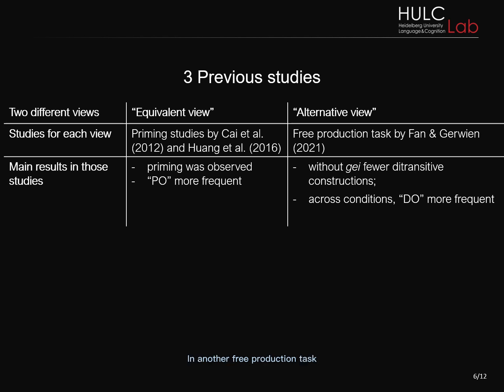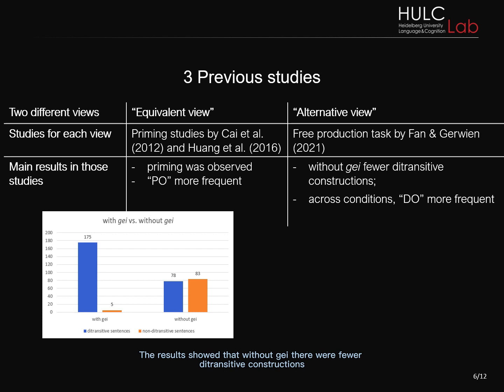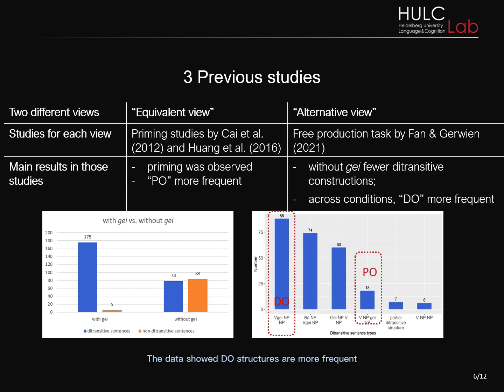In another free production task, where participants sat in front of a screen and formed sentences based on words shown to them. On the screen, there were only the personal pronoun and verbs under 2 conditions, with gei or without gei. The results show that, without gei, there were fewer ditransitive constructions. This result supports the alternative view that it is gei that introduces the recipient role. Their data show that DO structures were more frequent.